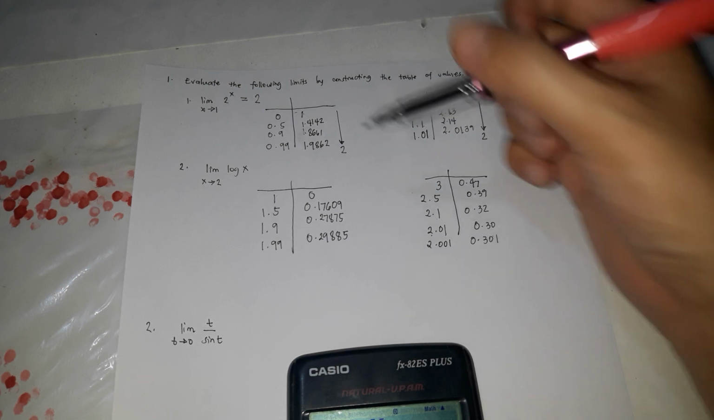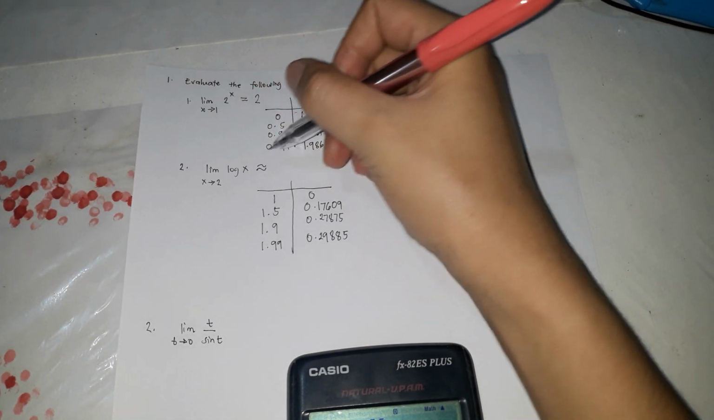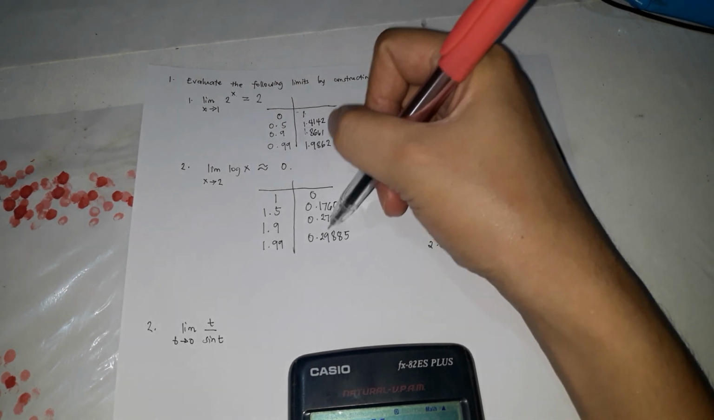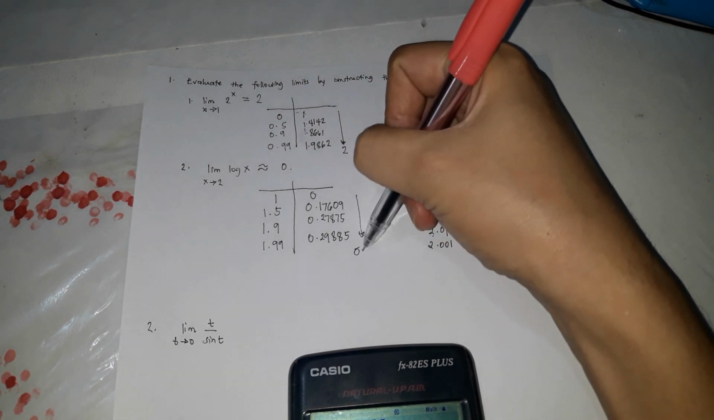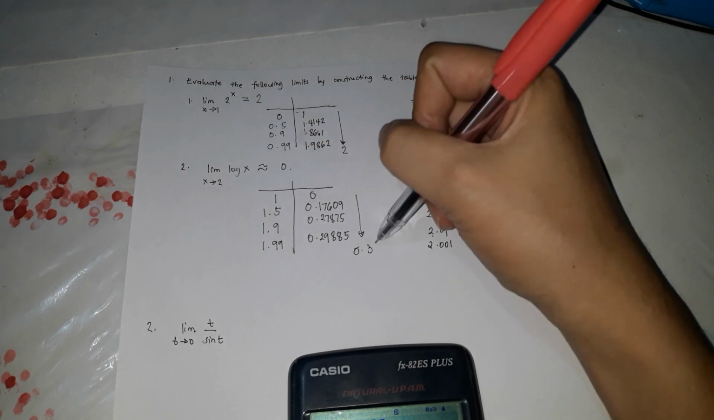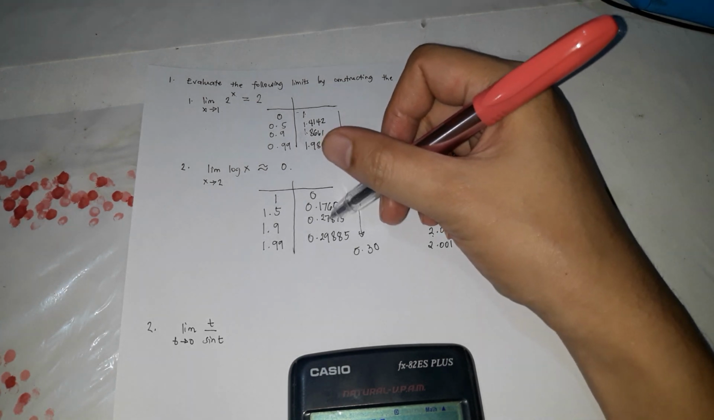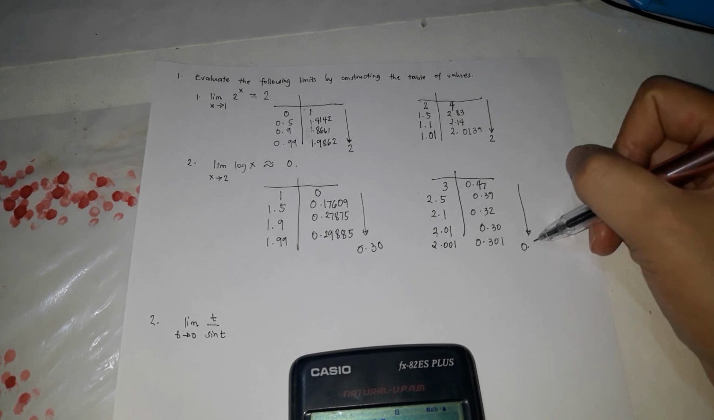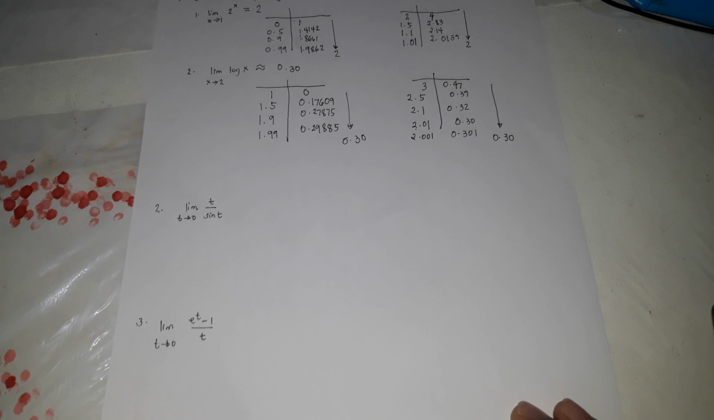It could be a decimal. So we'll just estimate it. It could be, this one heading toward 0, approaching 0.3. And over here, it also approaches 0.30. So let's have 0.30 as our estimated answer. Next, we're going to evaluate this function.